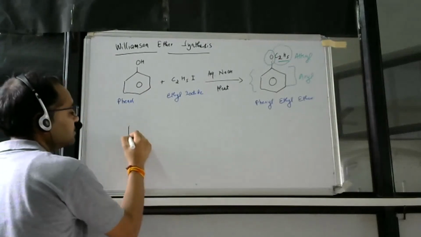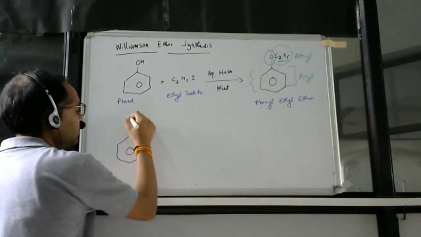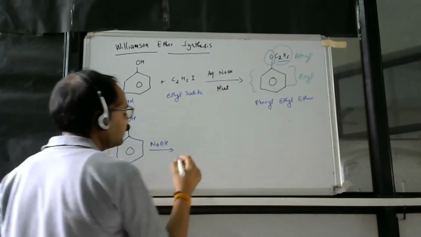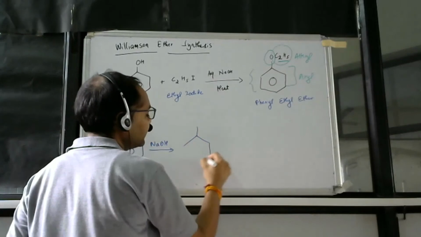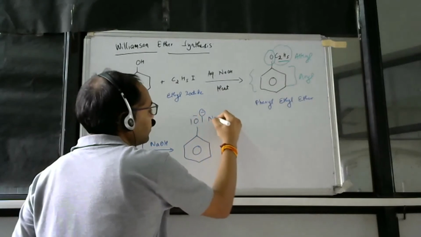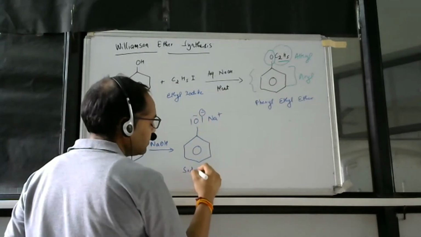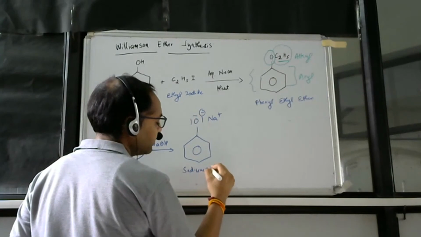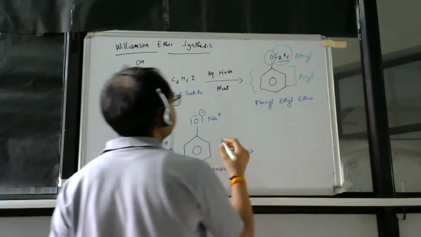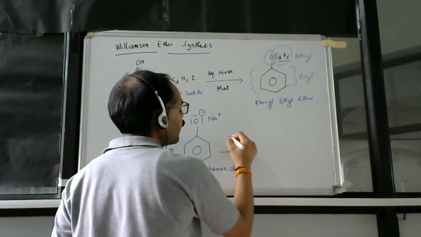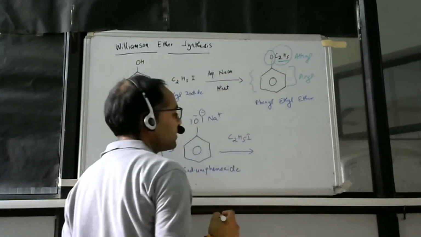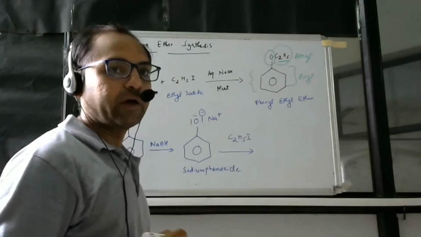So this is the structure of phenol. So when phenol reacts with NaOH, as you all know, the solubility of the phenol is in highly basic medium, so that gives a sodium salt of the phenoxide, or we can say sodium phenoxide. And then after that, C2H5I, that means ethyl iodide.